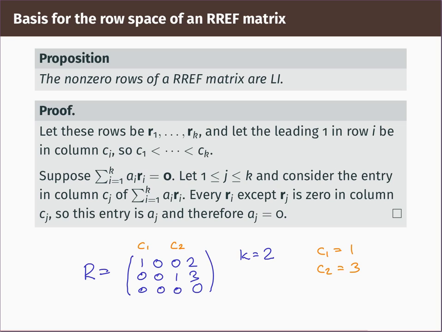But since the whole sum is equal to the 0 vector, it then must be that aj is equal to 0. This works for any j between 1 and k, therefore the coefficient of every one of these rows is 0, therefore the rows are linearly independent.